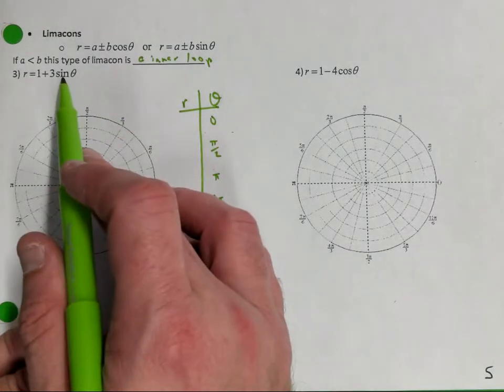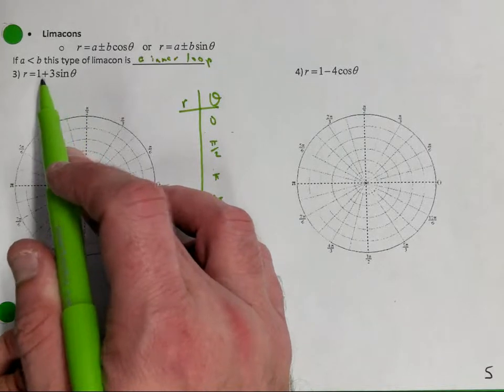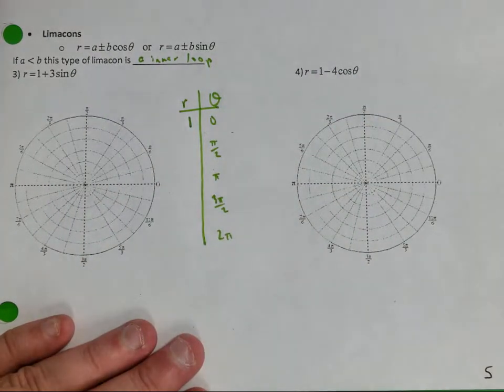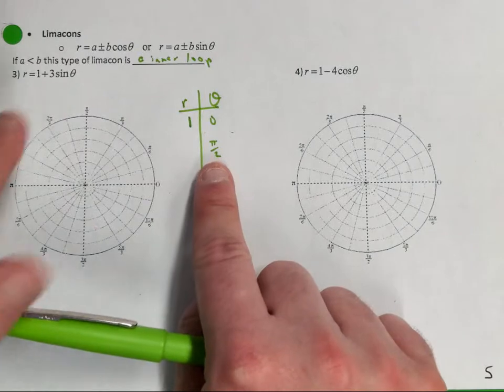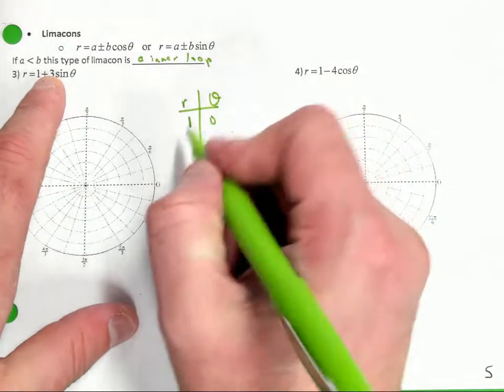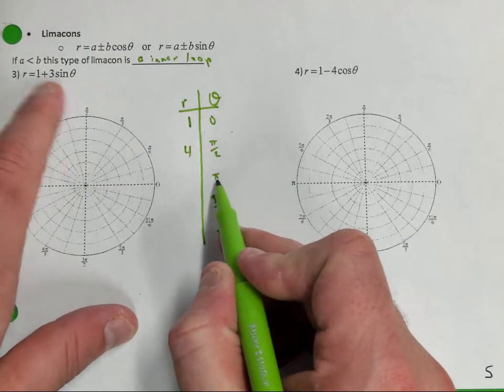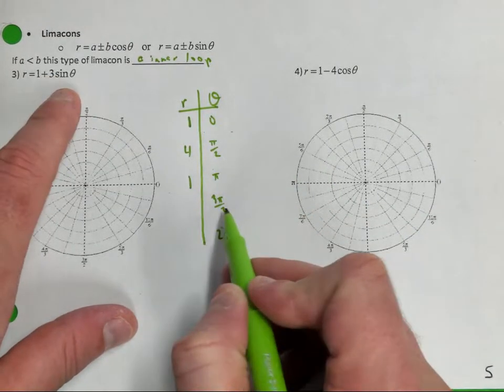I'm going to plug 0 in. What's sine of 0? 0. 0 times 3 is 0, so 0 plus 1 is 1. Sine of pi over 2 is 1. 1 times 3 is 3, plus 1 is 4. Sine of pi is 0. 0 plus 1 is 1.